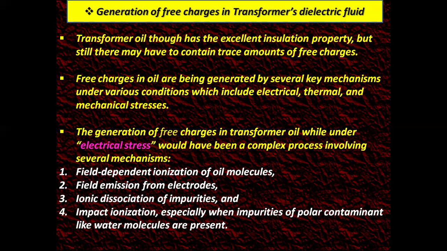The generation of free charges in transformer oil under electrical stress is a complex process involving several mechanisms. One, field-dependent ionization of oil molecules. Number two, field emission from electrodes. Number three, ionic dissociation of impurities. And four, impact ionization, especially when impurities of polar contaminants like water molecules are present.